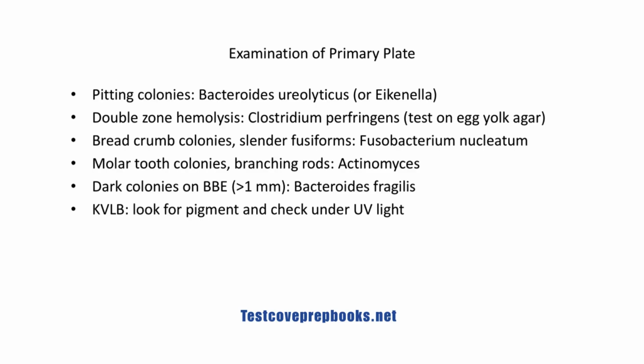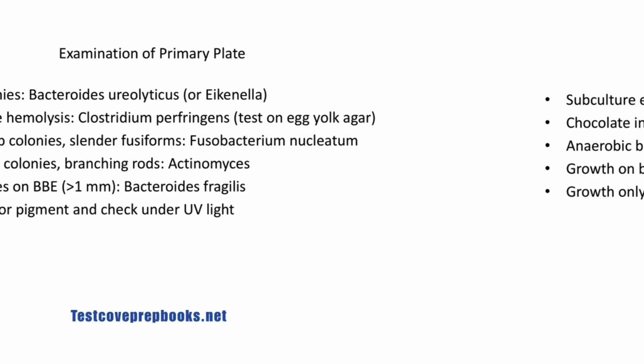Breadcrumb or speckled colonies, often with slender gram-negative fusiform rods, suggest Fusobacterium nucleatum. Molar tooth colonies, formed by gram-positive branching rods, suggest Actinomyces. On BBE agar, dark colonies greater than 1 mm indicate Bacteroides fragilis. On KVLB agar, pigment should be examined, and colonies may fluoresce under UV light.